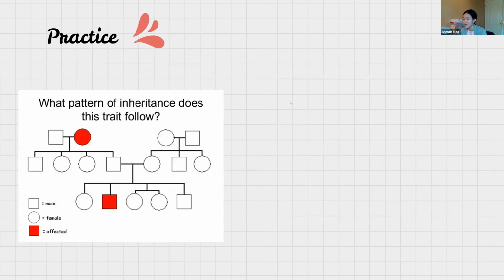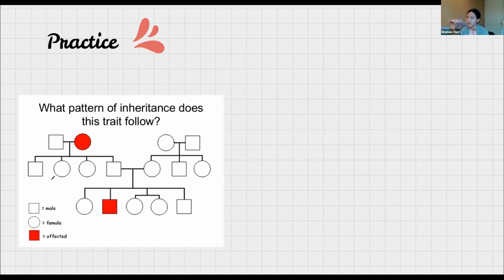Okay, so I have a practice problem on here, but we are running out of time, so I'm just going to walk you through it. First of all, the first thing you notice is there are very few people affected by this trait, so we can probably assume it is recessive. Also, males and females are equally affected, kind of, which means that it's probably not linked to the X chromosome.